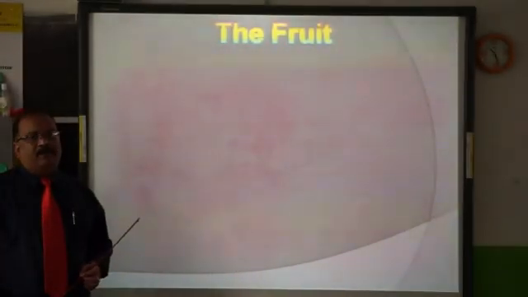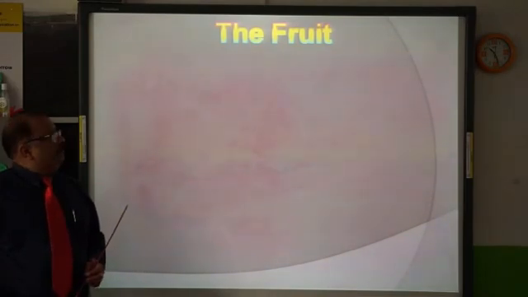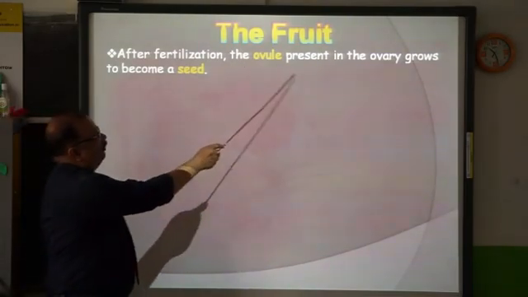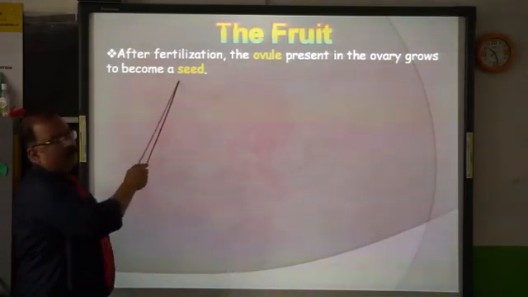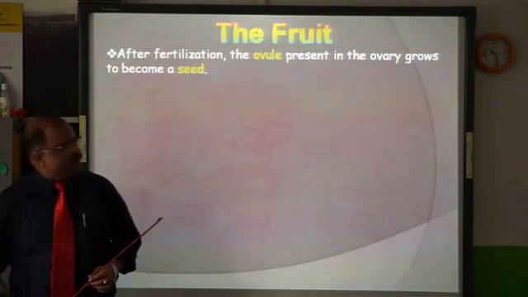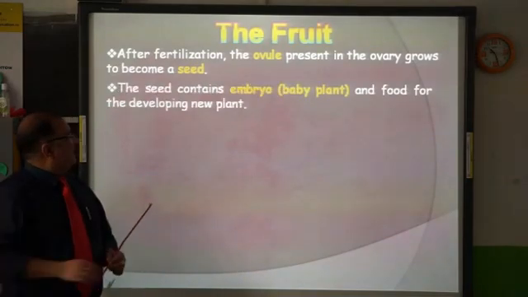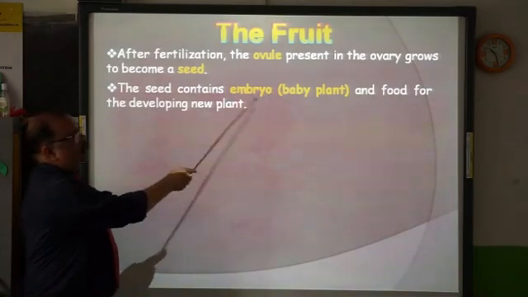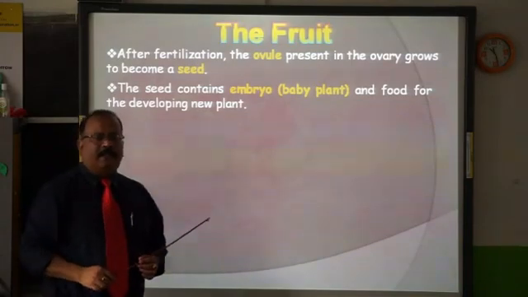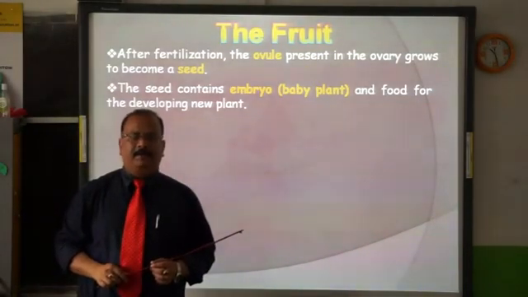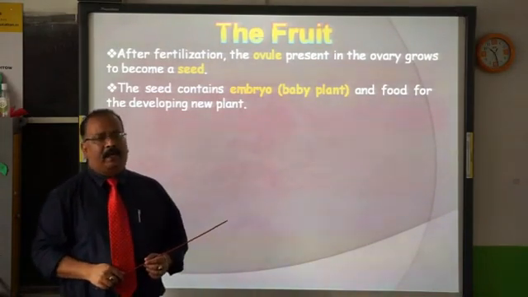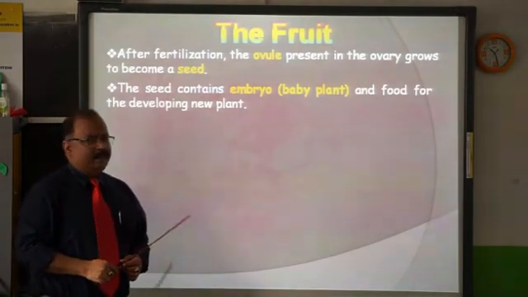Now we'll be talking about the fruit, which is the ovary. After fertilization, the ovule present in the ovary grows and becomes a seed. So ovule which is there inside the ovary, it turns into seed. The seed contains the embryo or the baby plant and the food also for the developing new plant. So each seed has got an embryo, which is called the baby plant, and for this baby plant some food is required to grow, and that is also there inside the seed.